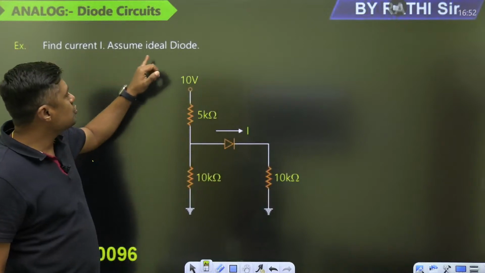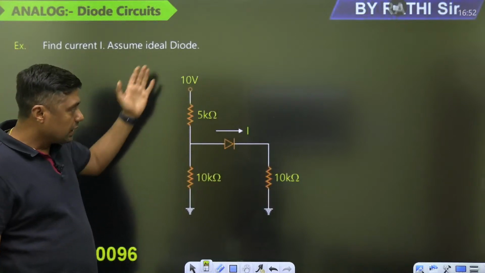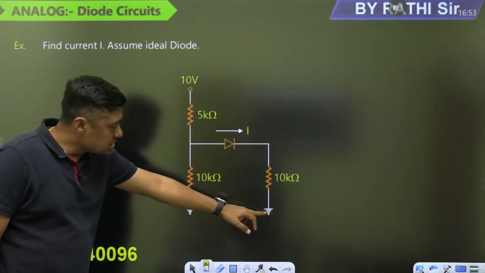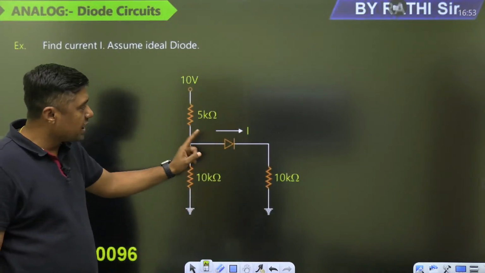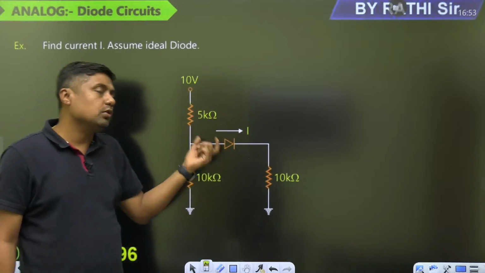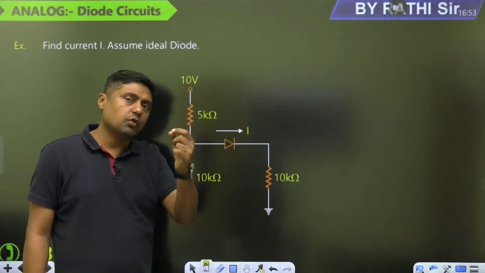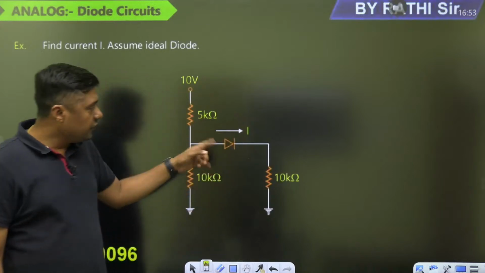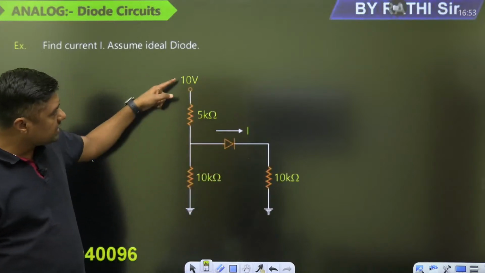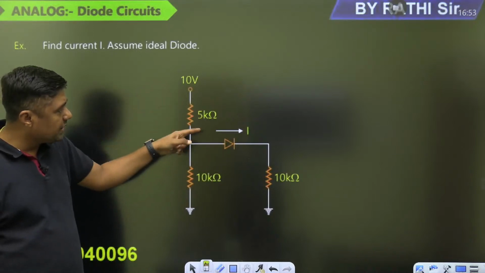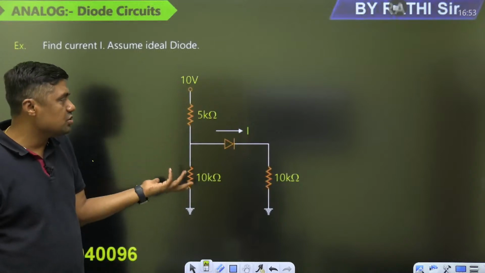Find the current I, assume the ideal diodes. If this is the current given, this is ground, single diodes, ideal diodes. It may be a practical diode, it may be a silicon diode, or we have different types of questions. Let us first of all assume the ideal diode. If it is an ideal diode, on the positive side the 10 volt battery is connected. If on the positive side the 10 volt battery is connected, we can assume that the diode is on.